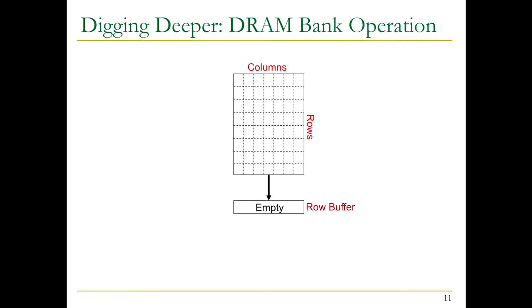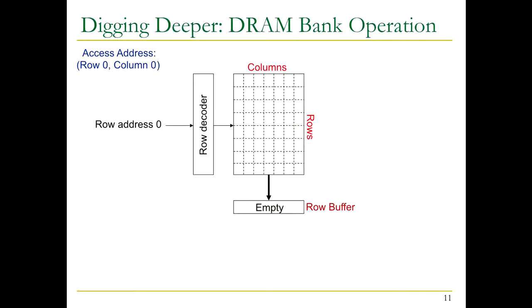Initially, this row buffer is empty. There's nothing there. Let's say we want to access an address that's at row 0 and column 0. What do you need to do? Basically, you will see these structures later on. First of all, the address needs to go through a row decoder. You need to decode the address to figure out which row really needs to be activated, if you will, accessed. You will build these things, by the way, in this course. But for now, I'll keep the abstraction at this level.